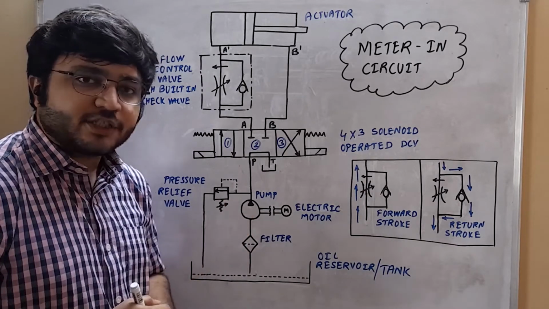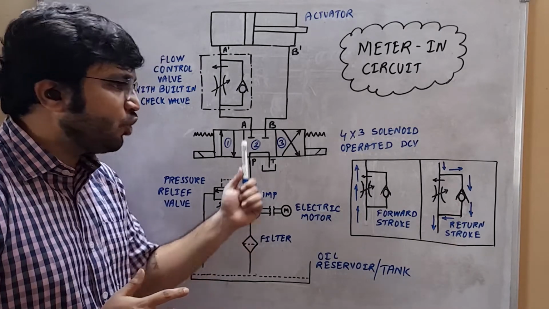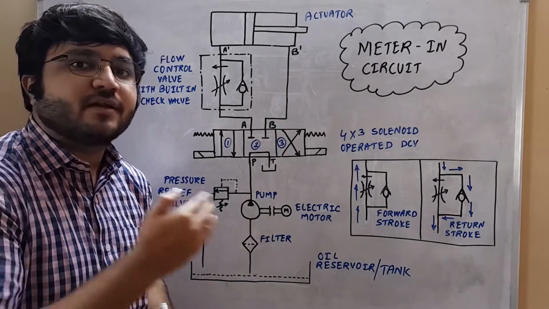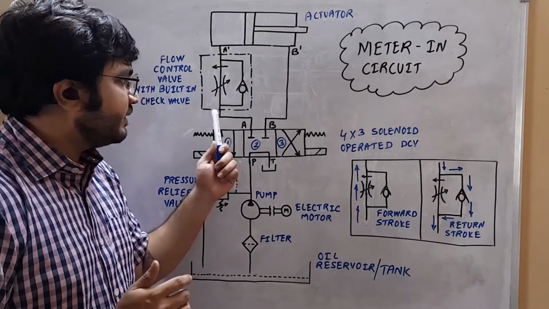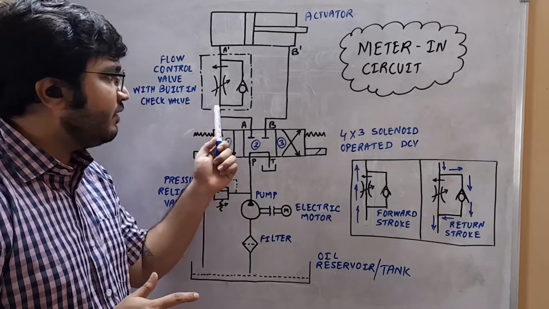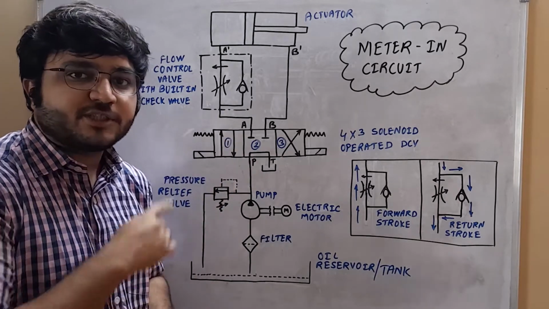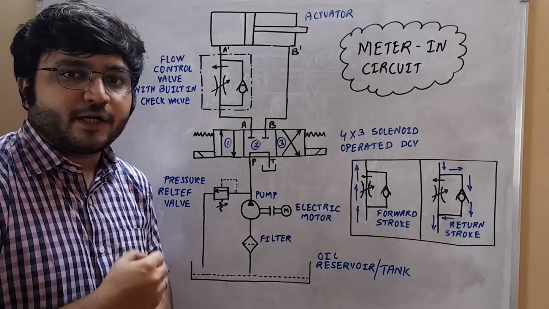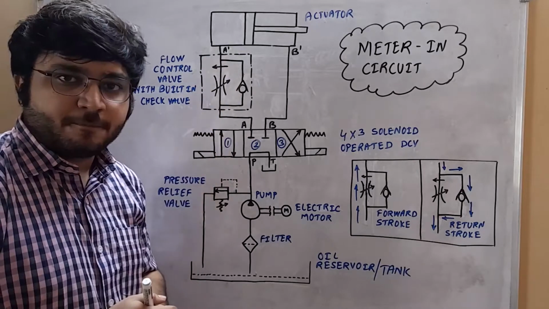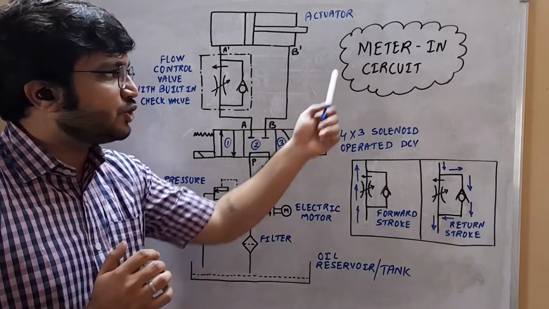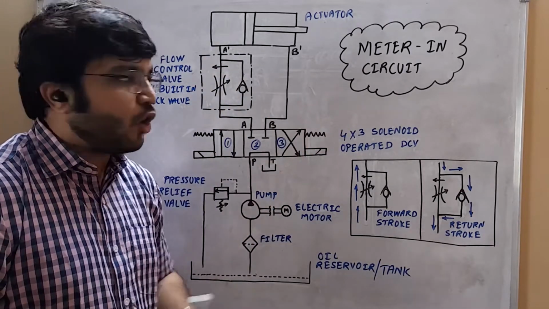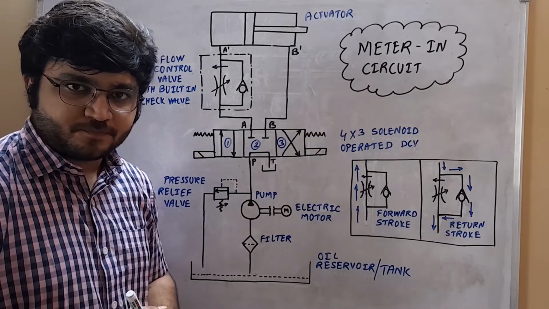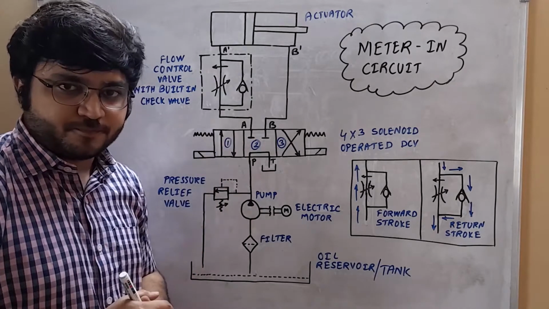Then next comes the direction control valve, which will be directing the flow of hydraulic oil so that actuator movements in forward and reverse direction will be possible. Then next comes the flow control valve, which will be having a built-in check valve in its parallel connection in order to control the flow rate of the hydraulic oil entering the actuator. And that is the main reason why this is called a meter in circuit. The oil going inside the actuator, its flow rate is going to be metered using the flow control valve.